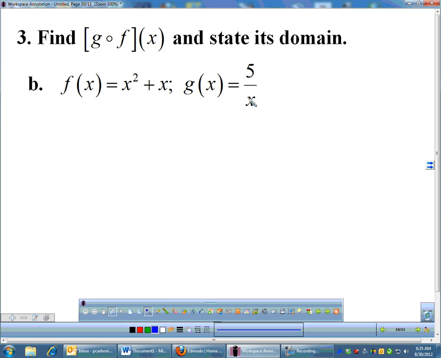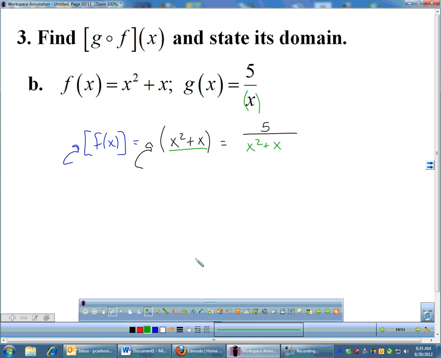So g of x is 5 over x. F of x is x squared plus x. So that's g of f of x. I take that x squared plus x and I plug it in for x in the denominator right there. So g of f of x is 5 divided by x squared plus x. And then I need to find the domain of that.